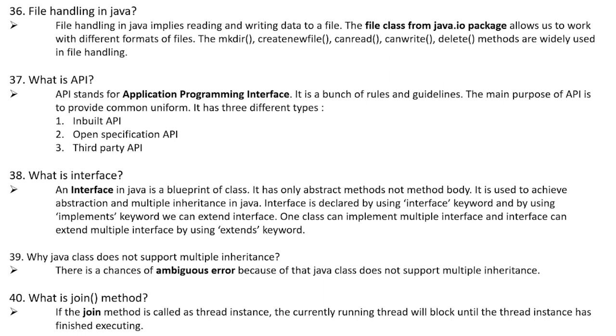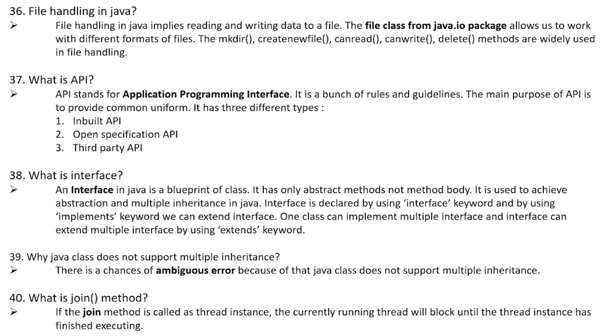38. What is interface? An interface in Java is a blueprint of a class. It has only abstract methods, not method bodies. It is used to achieve abstraction and multiple inheritance in Java. An interface is declared by using the interface keyword, and by using the implements keyword a class can implement it. One class can implement multiple interfaces, and an interface can extend multiple interfaces by using the extends keyword.